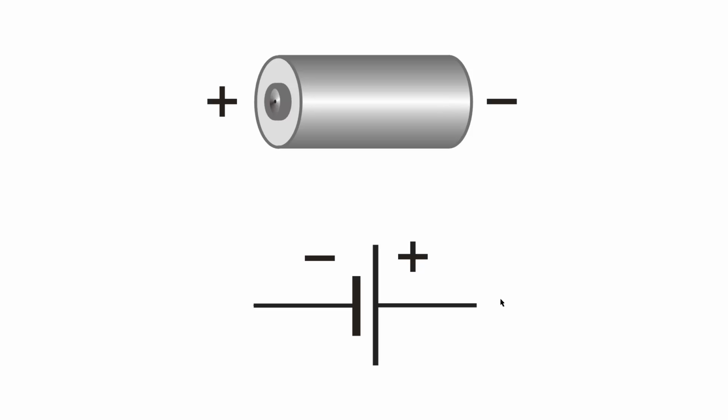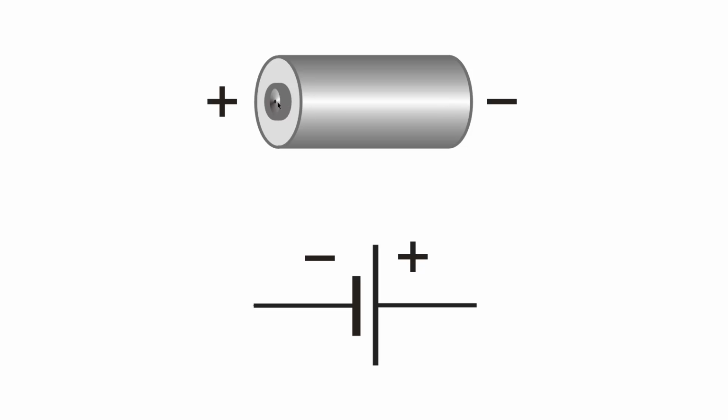The schematic symbol for the same cell looks like this. It has a longer line and a shorter line. But notice that the polarities are counterintuitive. You would think that the negative sign should go to the longer line here, the negative polarity, because it's the larger terminal that covers practically the whole face of the cylinder.